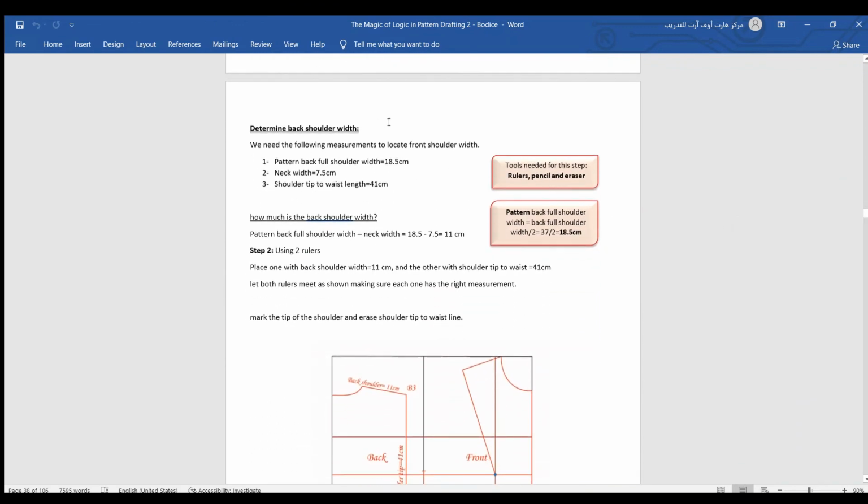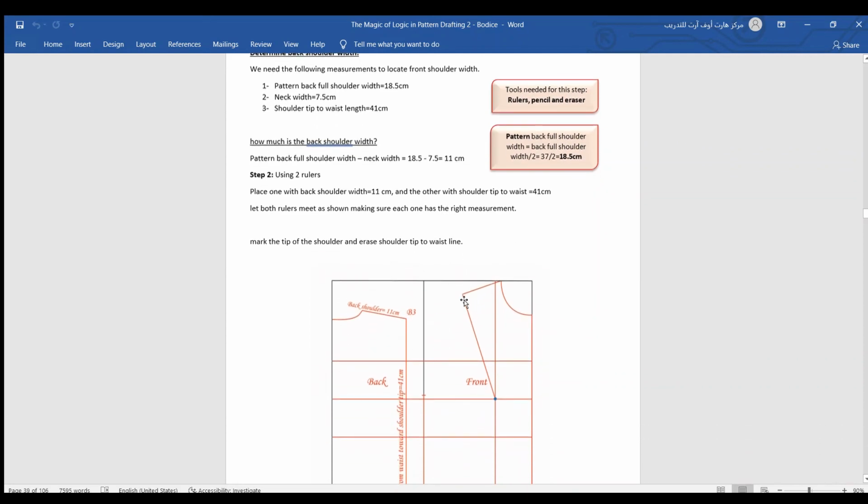Determine the back shoulder width. Okay, as we did earlier for the front, we'll do the same. The back pattern shoulder width equals 18.5 centimeter. I remember the full was 37, so half of it for the pattern piece will be 18.5 centimeter, and the neck was 7.5 centimeters. So if we subtract this one and this one from this one, the total will become 11 centimeters. So the back shoulder will measure 11 centimeters.